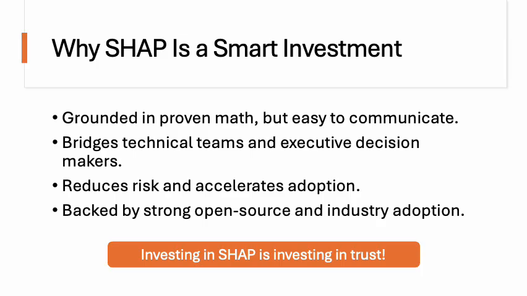Here, I want to talk a little more about why SHAP is a smart investment. So as you can see listed here, it's grounded in solid math, but it's easy to communicate. It bridges the gap between technical teams and executive decision makers. It reduces business risk and accelerates responsible AI adoption. And it's backed by a strong open source community and wide industry adoption. So investing in SHAP is about explainability. It's also about building trust into every AI decision your organization makes. Because, at the end of the day, trust is what makes technology scalable.